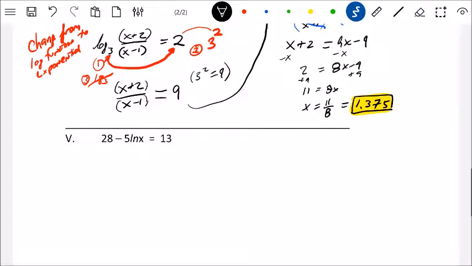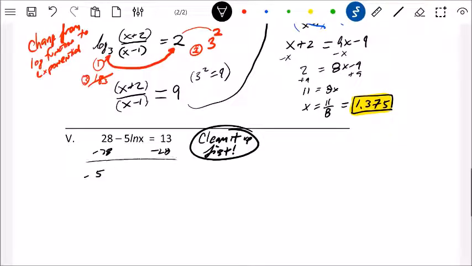Okay, so here we can use a technique to get rid of the natural log, but we have to first clean it up. So clean it up first. That means we're going to subtract 28. That gives us negative 5 natural log of x is equal to negative 15. Let's divide by that negative 5. We have that the natural log of x is equal to, well, 5 goes into 15 3 times.